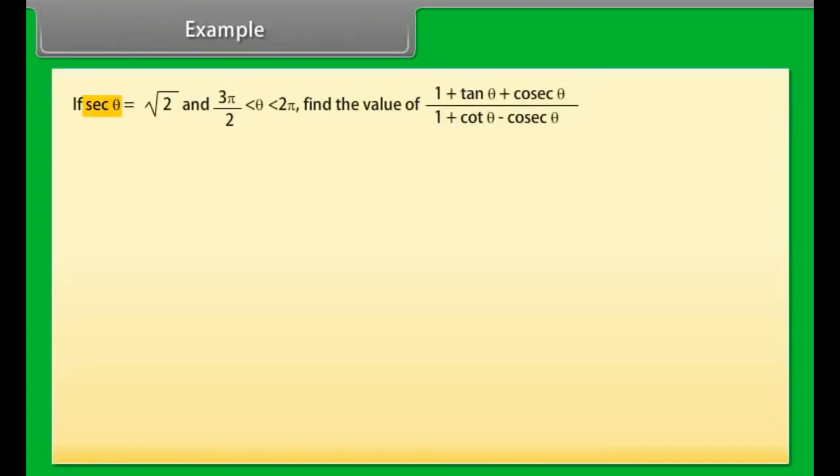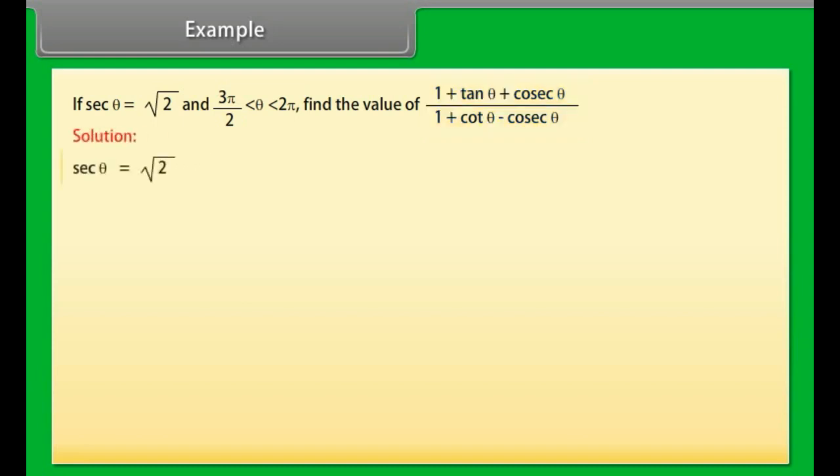Example. If sec of theta is equal to under root 2 and 3 pi by 2 less than theta less than 2 pi, find the value of (1 plus tan of theta plus cosec of theta) by (1 plus cot of theta minus cosec of theta).